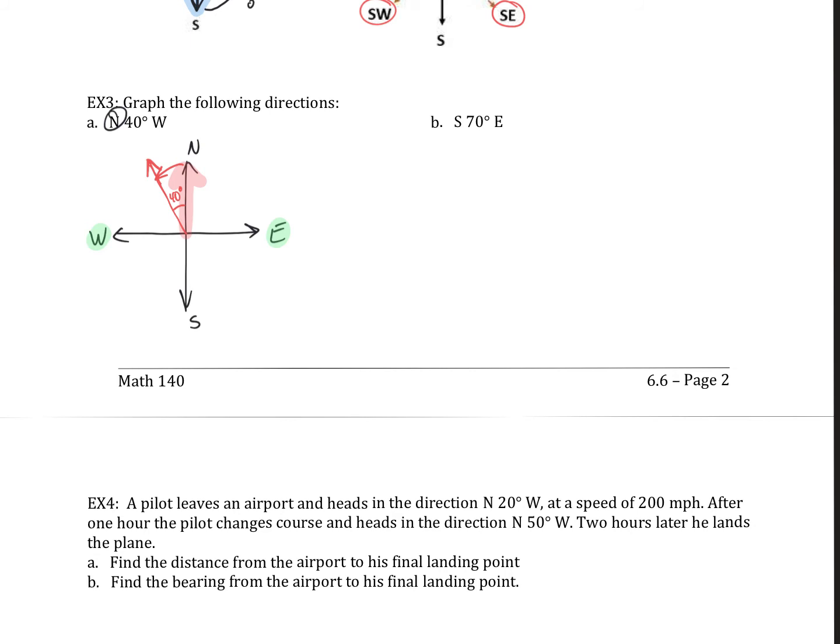South, 70 degrees east. So first off, we know they're going to be heading south, so let me get my graph drawn in. We've got north, south. So we're heading south first. And then what happens? We're going 70 degrees towards the east. That's actually quite a bit farther than before. So 70 degrees east. And here we go. Pretty straightforward.